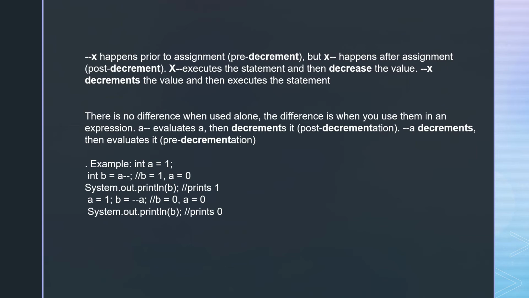If a is equal to 1, then b is equal to a--. Means first give the value and then do minus. So b first will be assigned with a, that is 1. And then 1 will be subtracted from a. That means 1 minus 1 with a will become 0.